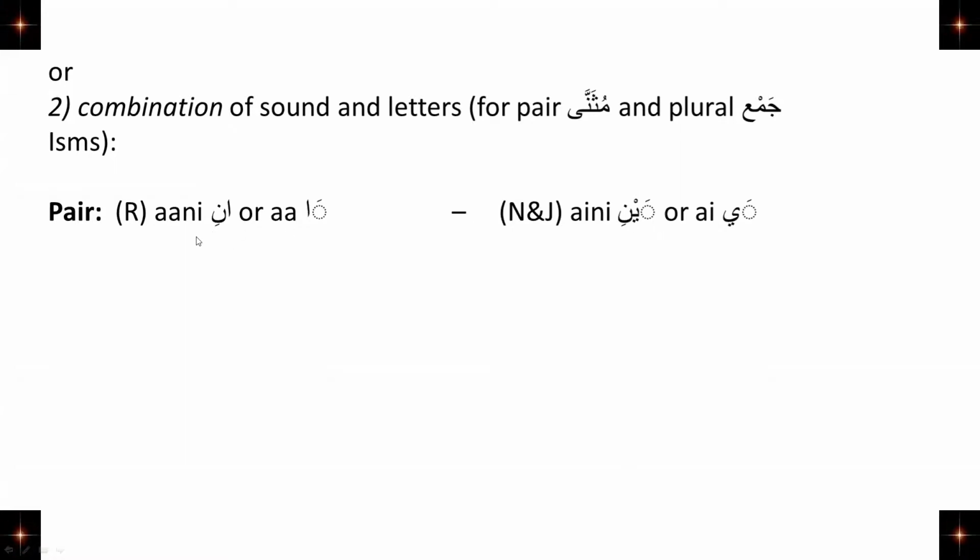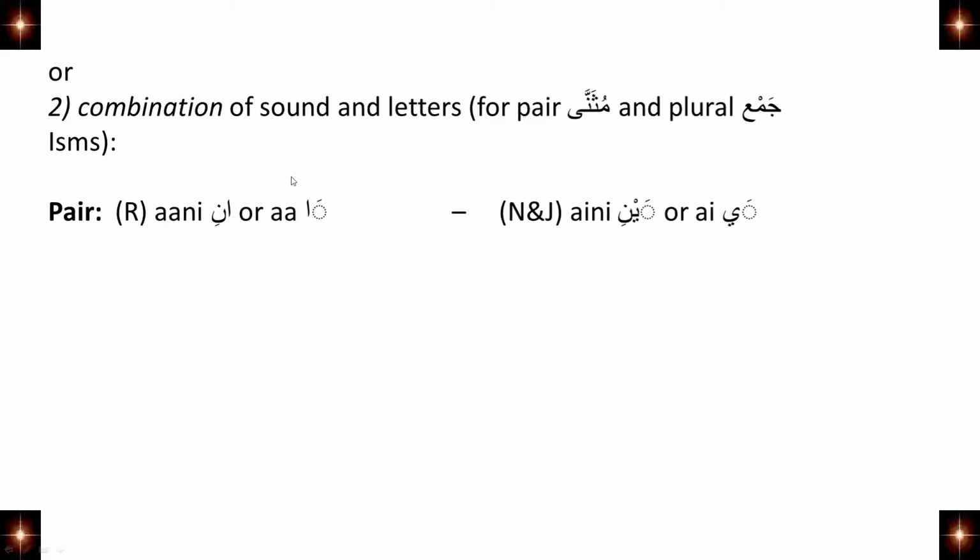So ani is always with rafa status, that is, rafa status for the pair. So when I say, for instance, kitaba or muslima, so Muslim, the mim with fatha, ma, alif, muslima, two Muslims of Ghana. Okay, muslima is in rafa status. Muslimani is also in rafa status.